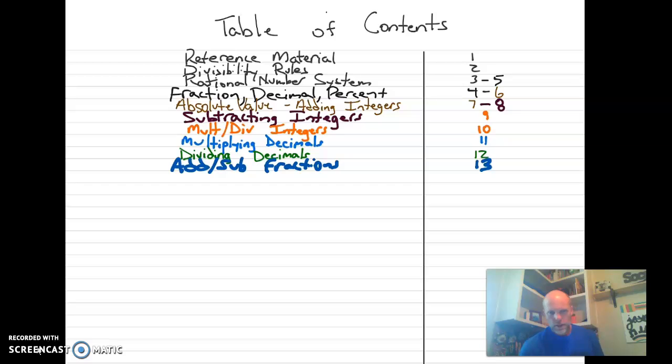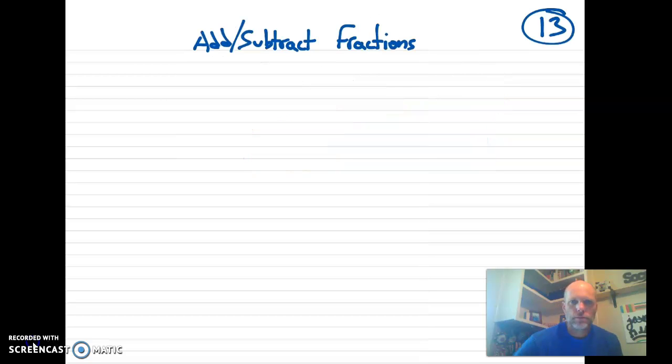Here is your title for your table of contents. Today we're adding and subtracting fractions. It should only take one page. If it takes another page, we'll come back and we'll fix it. Don't forget you can pause or fast forward or rewind anytime that you need to. Alright, here's your title, adding and subtracting fractions.